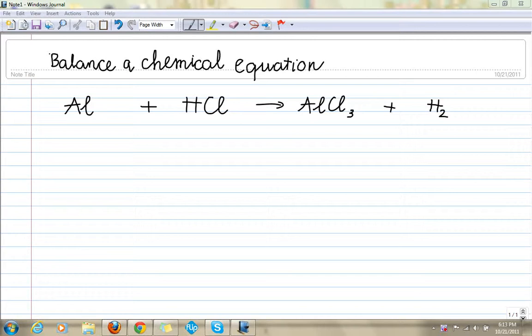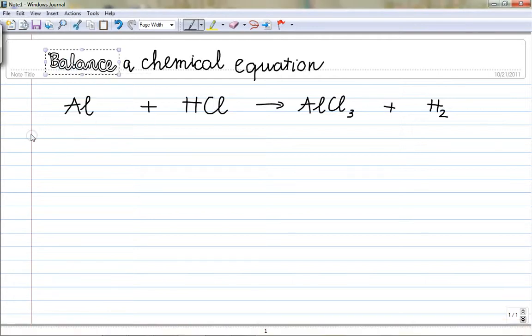Aluminum reacts with hydrochloric acid, which gives me aluminum chloride and hydrogen gas. The key thing to remember in solving this kind of problem is to balance the number of atoms, which means however many atoms you have on the left hand side, you have the same amount of each atom on the right hand side. So let's write down the major kinds of atoms we have in this case. First of all, aluminum, hydrogen, and chlorine.